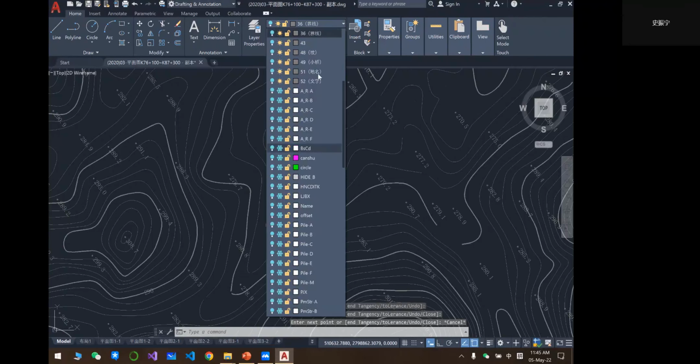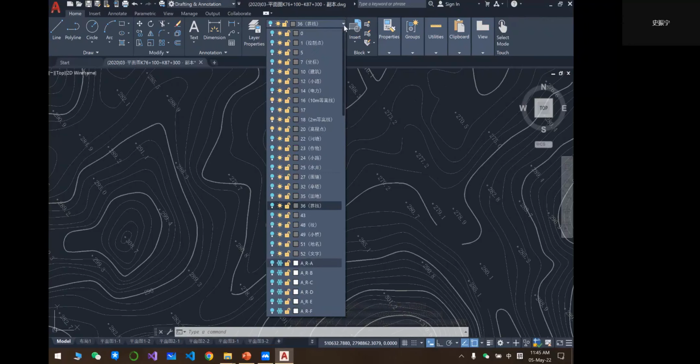Oh, this file is so large. It's so large.